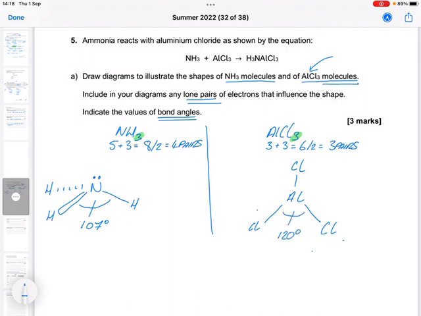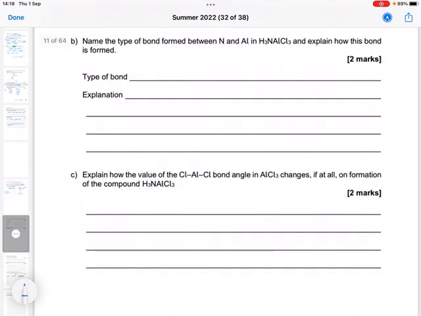So 1 mark for each correctly drawn diagram and 1 mark for both bond angles being drawn correctly. Okay. So name the type of bond formed between the N in the ammonia and the aluminium in the aluminium chloride. So this is going to be a dative covalent bond.